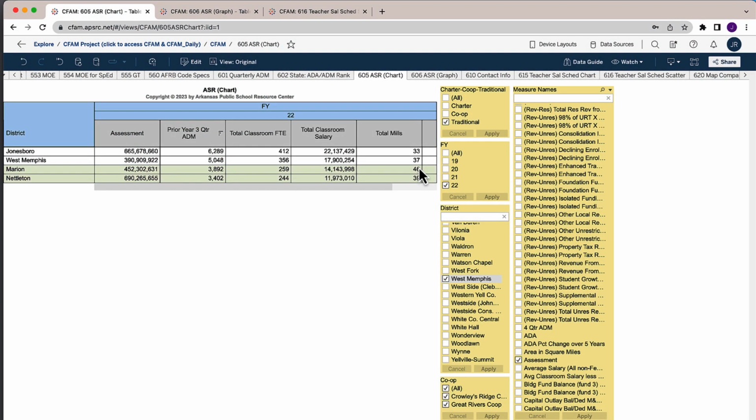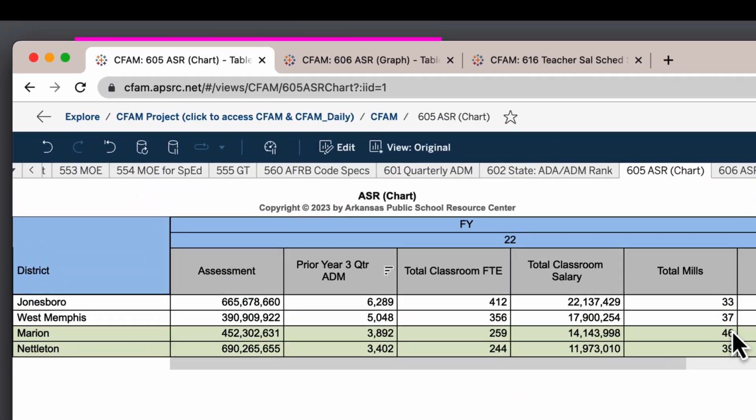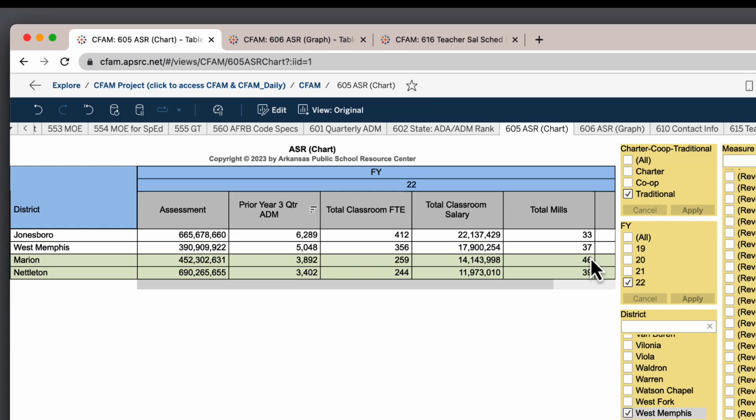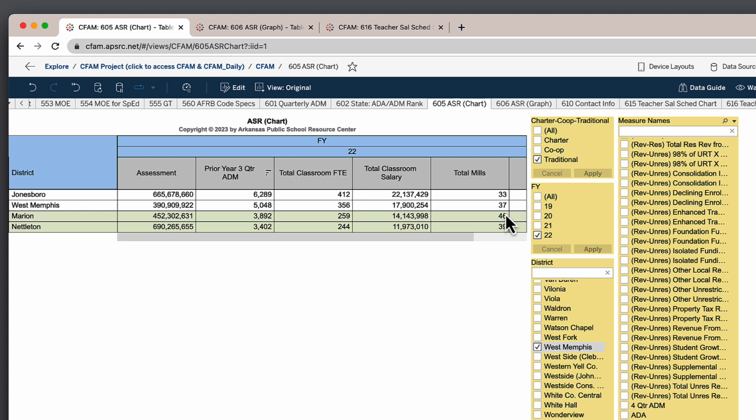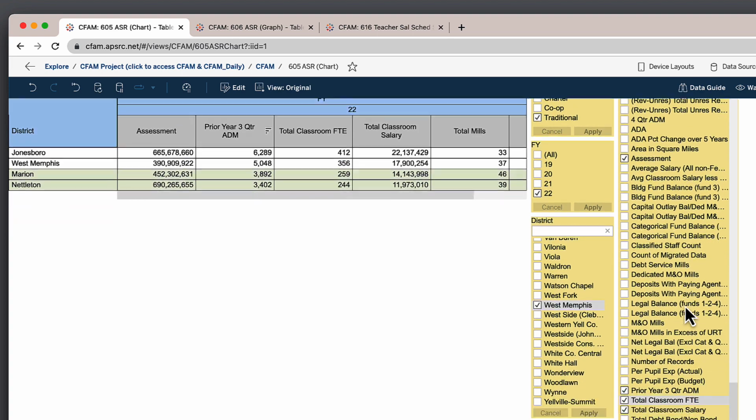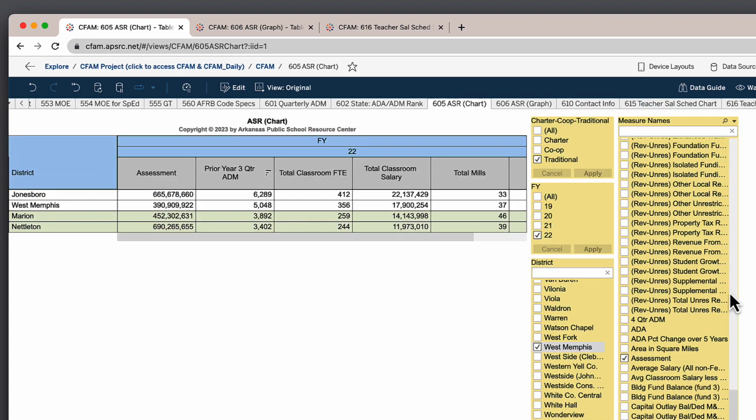Today's video is going to be over sheets 605 and 606 in CFAM, as well as a bonus reference to CFAM 616. So let's get started with 605, the ASR chart, otherwise known as the Annual Statistical Report. Due to the number of metrics, for time's sake, I've already pre-selected all of the metrics and the school districts that I want to analyze for this video.